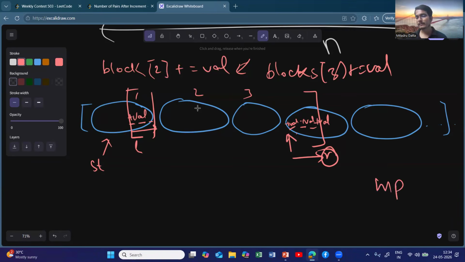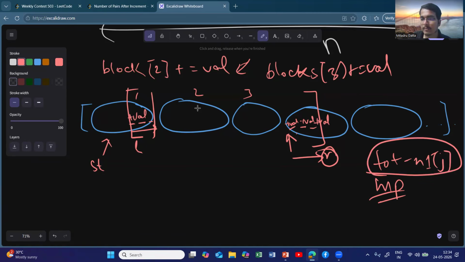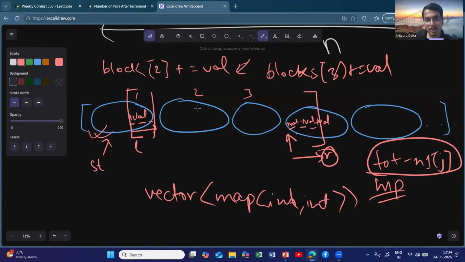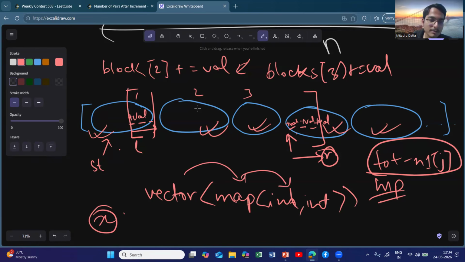I told you about map, right? In a vector, you can check whether total minus nums of 1 of j is present in the map. In this, you take a vector of maps. You create a vector of maps, and each map will tell you the status of the frequency of each element in the block. And if you want to get the frequency of a particular element x, you can simply iterate through all these vector of maps and add all the frequencies of this particular value x, where x is, let's say, total minus n1 of t. This is what you can do.